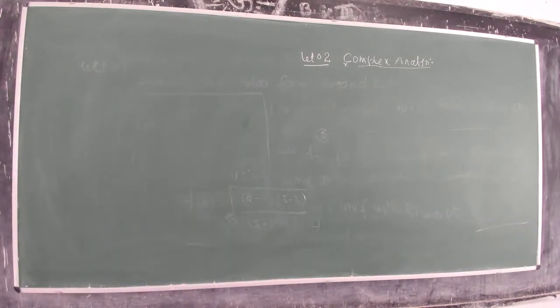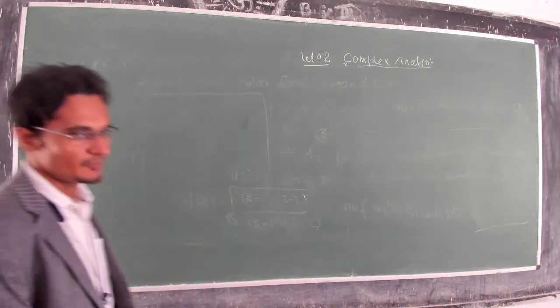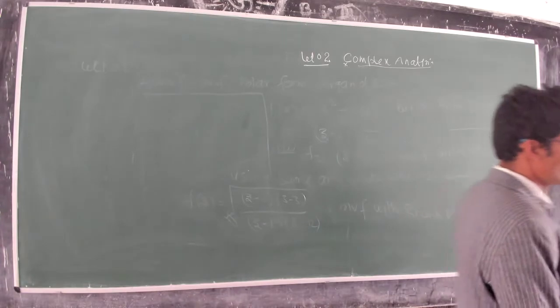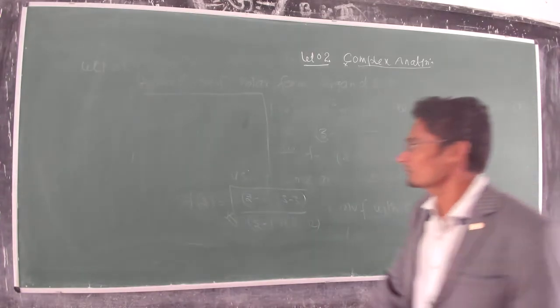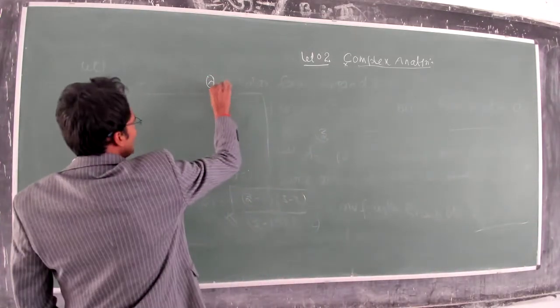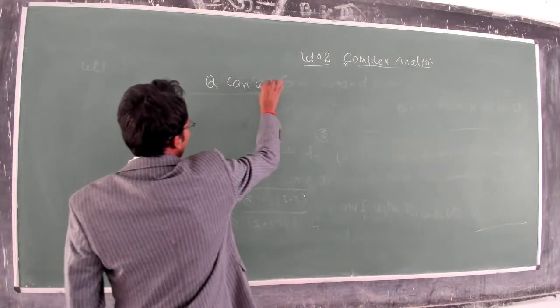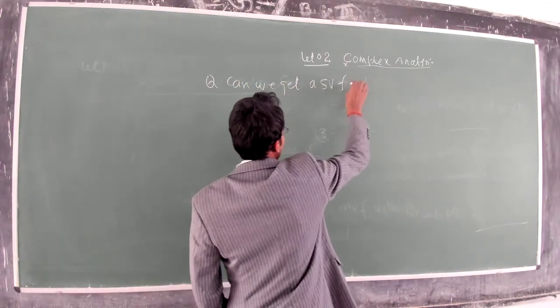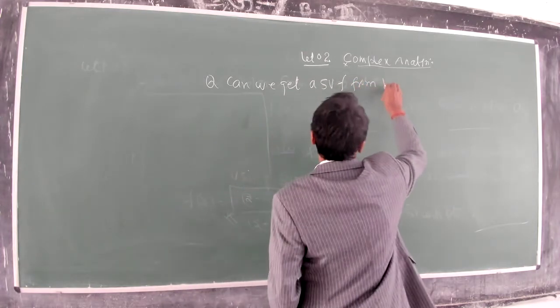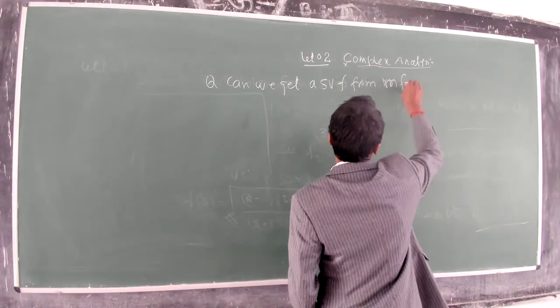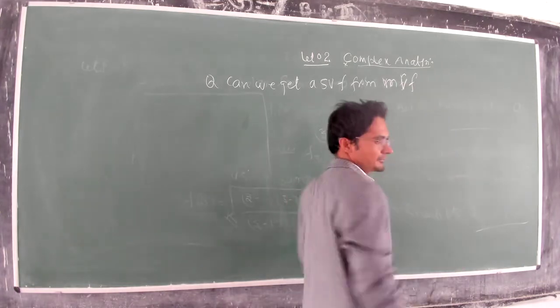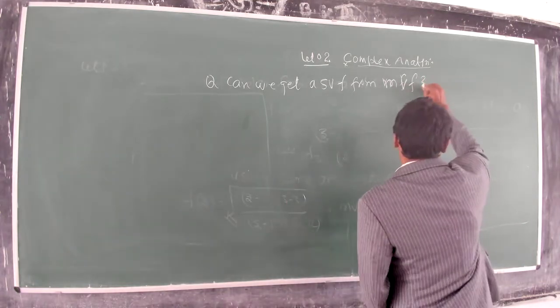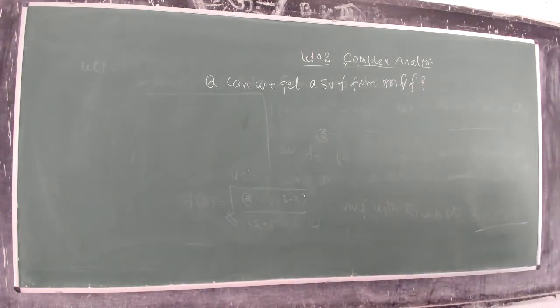Okay, so now we are aware of the branch point, and there is one more thing I am interested in. The question arises: can we get a single value function from a multi-value function? Meaning, if I have a multi-value function, can we get a single value function?